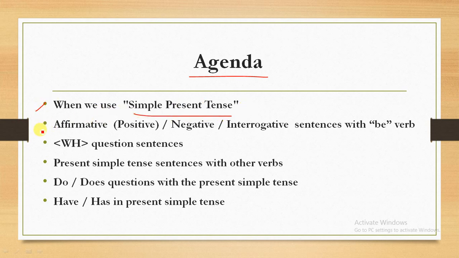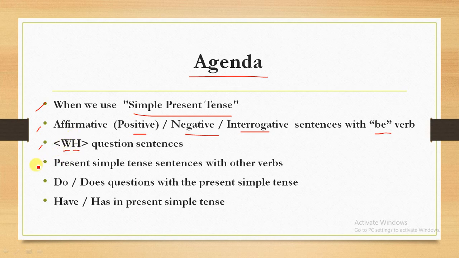After that we will go through affirmative, meaning positive, negative and interrogative sentences with the help of the be verb. The be verb means am, is, are. Then we will go through wh question sentences. You know very well, there are five keywords that come in a w: for example, why, where, when, whom, what, and h stands for how. This type of sentences we can also see in this video session.